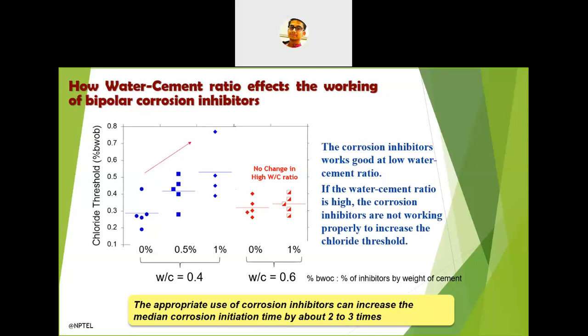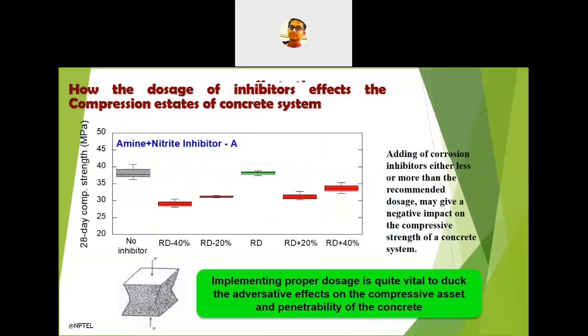The appropriate use of corrosion inhibitors can increase the corrosion initiation time by 2 to 3 times. So if we use the recommended dose, RD, we can increase the corrosion initiation time by 2 to 3 times. Like this we have to go through different parameters. We'll see the next parameter in the next slide.